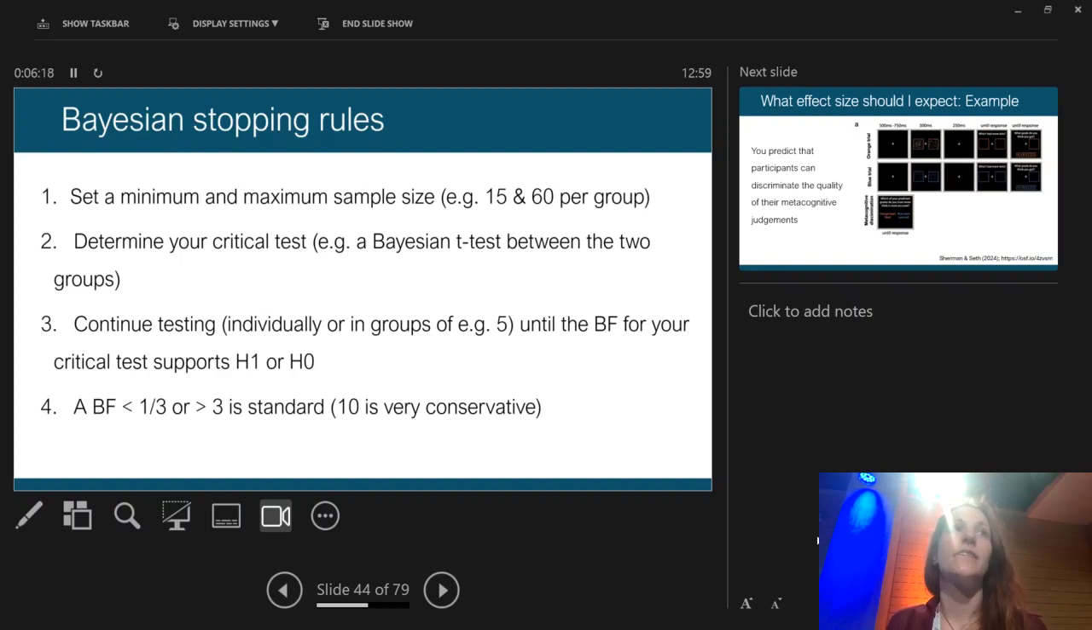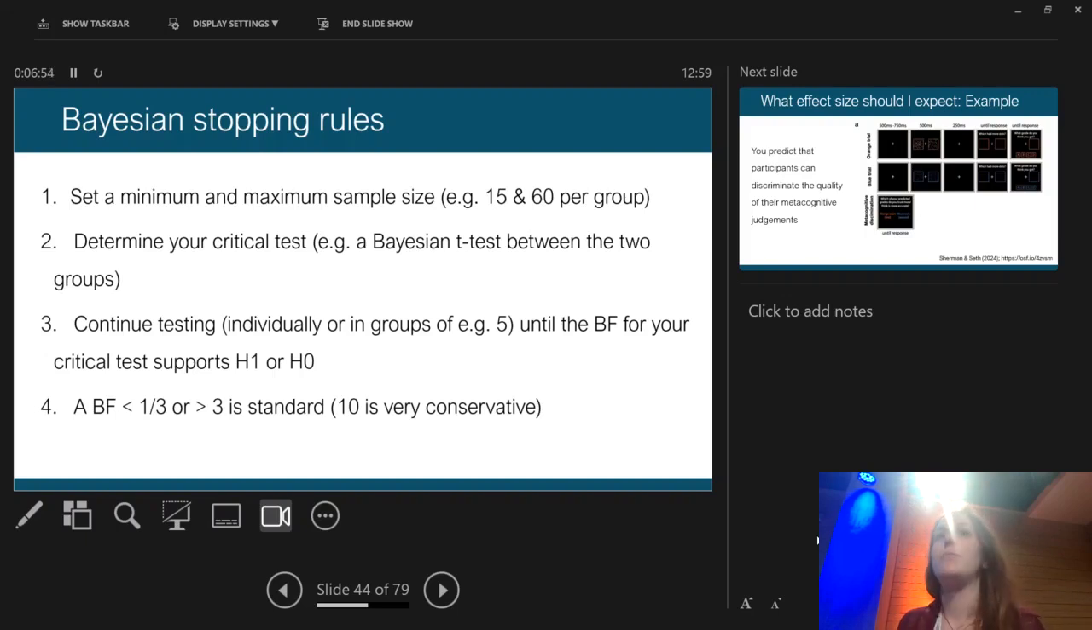And now you determine a critical Bayesian test for your hypothesis. So this is the main thing that you want to test in your study, your main prediction. So for example, it might be a Bayesian t-test between two groups. So it's like a t-test, but you're specifying a prior over your effect sizes. And you're trying to determine whether the evidence is more in favor of your H1 or your null hypothesis H0.